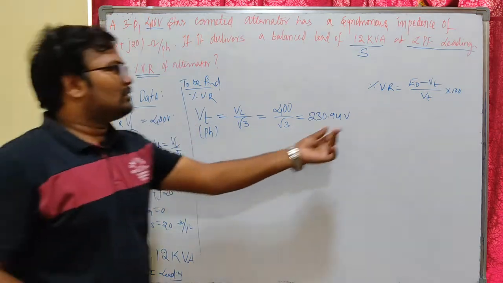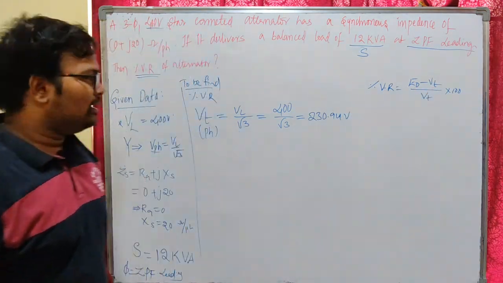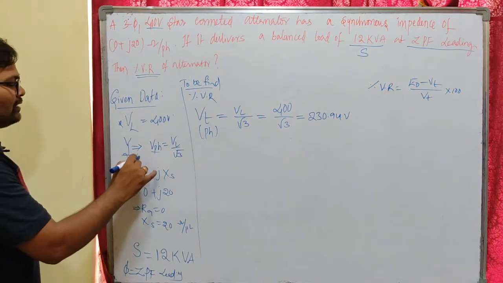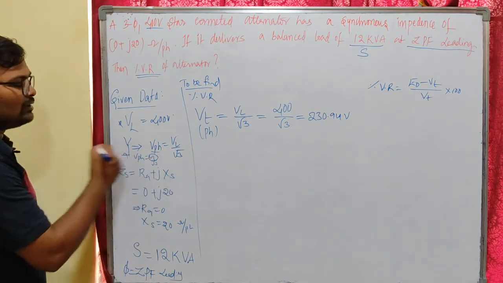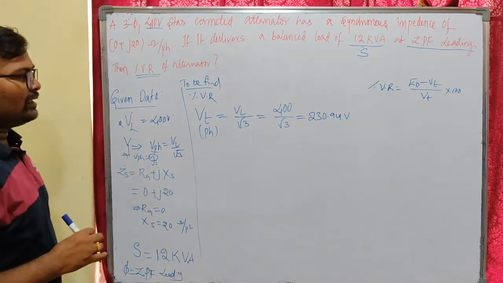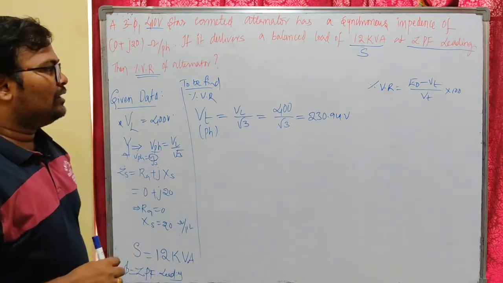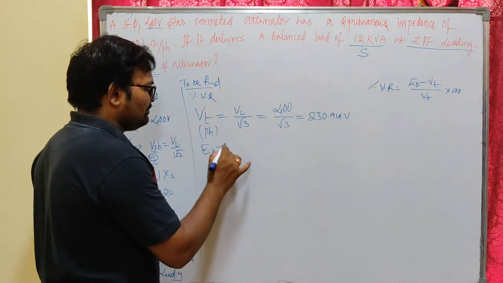So we have found Vt, because E0 and Vt are per phase values. We need to find per phase values. For a star connected machine, V phase equals VL by root 3. The given value is line voltage, so I convert it to phase voltage by dividing by root 3. Now we need to find E0.